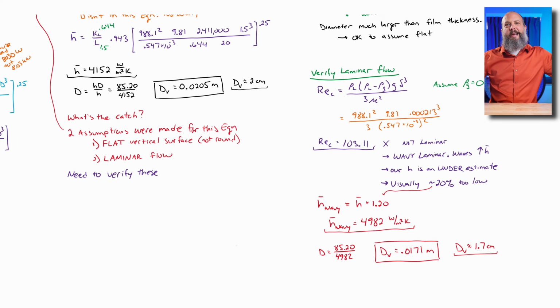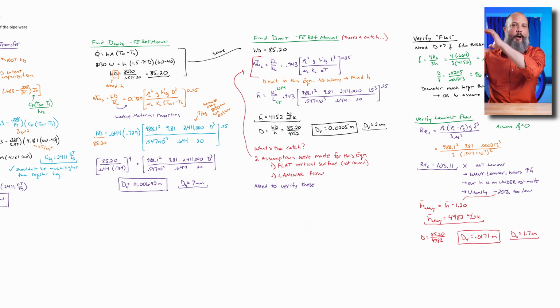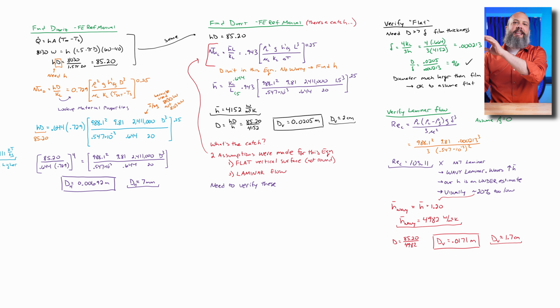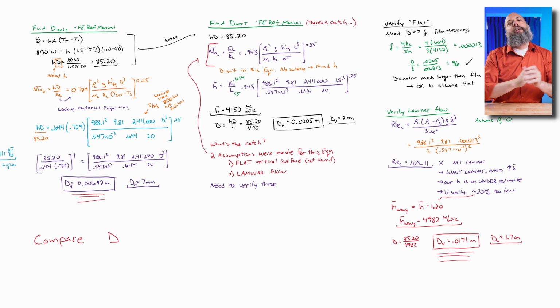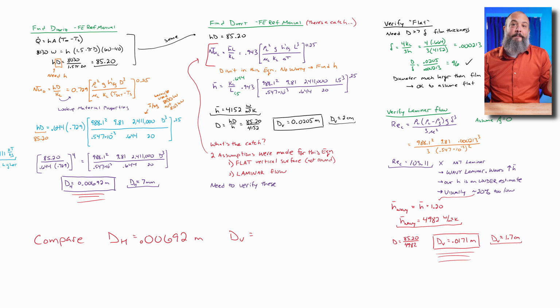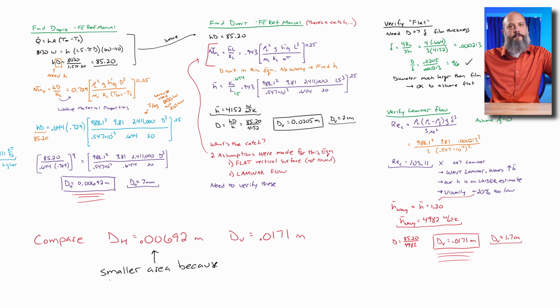So let's do the big comparison. Diameter for a horizontal pipe, about 7 millimeters. Diameter for a vertical pipe, 17 millimeters, over twice as big. So you get better heat transfer on horizontal pipes, which is why probably every condenser that you've ever seen, think back to your thermodynamics class when you were studying condensers, like in power plants, every condenser had horizontal flow through pipes. They weren't oriented vertically, right?